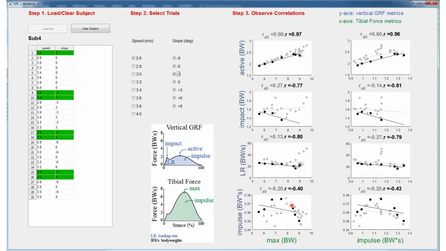The main takeaway from this is that similar ground reaction force metrics may relate to very different tibial force estimates, making it an unreliable surrogate for tibial force or injury risk. Remember, increases in ground reaction force metrics do not necessarily indicate increases in tibial force.